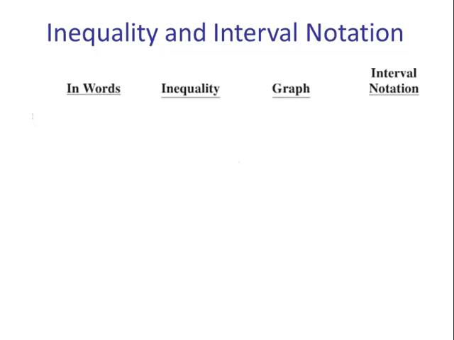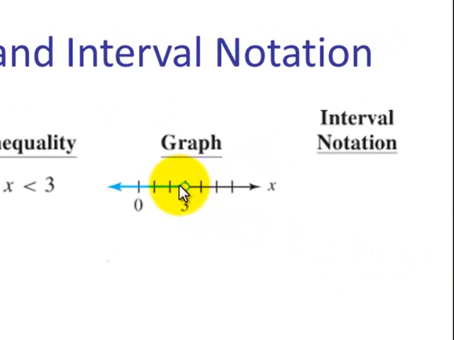Inequalities and interval notation. In words, we can say numbers less than 3. As an inequality, that would be x is less than 3. This is what the graph would look like. And at 3, we have an open circle because that is not part of the solution. It can be less than 3, but it can't equal 3.